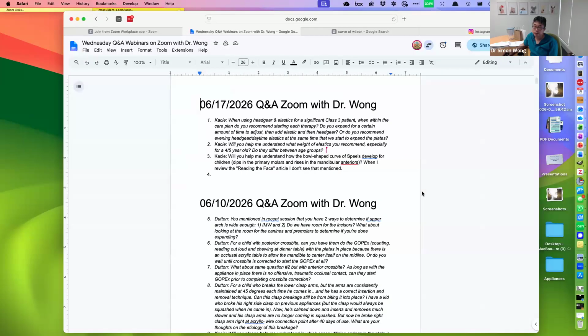Okay, so that's the reverse curve of Wilson. A reverse curve of Spee can be class 2, typically division 2, or class 3, typically low angle.